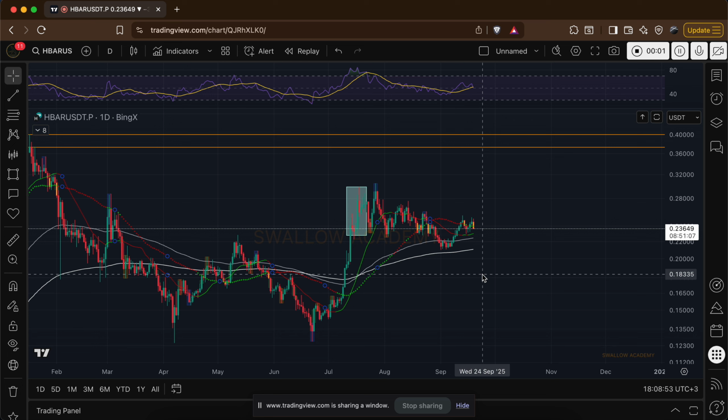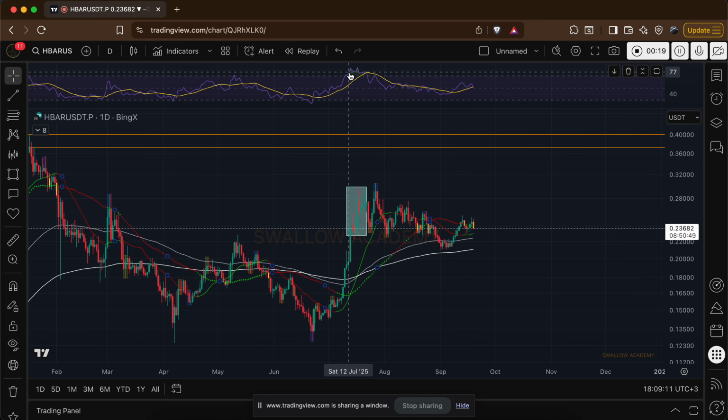Welcome back to another technical analysis, and today we're taking a look at HBAR coin. Since last time we checked, I think we were somewhere in this region. It was like the middle of June or July, somewhere in this region. But basically, we had pretty strong upside movement.